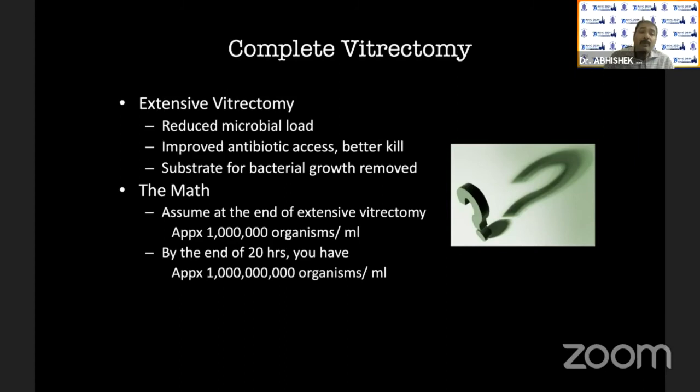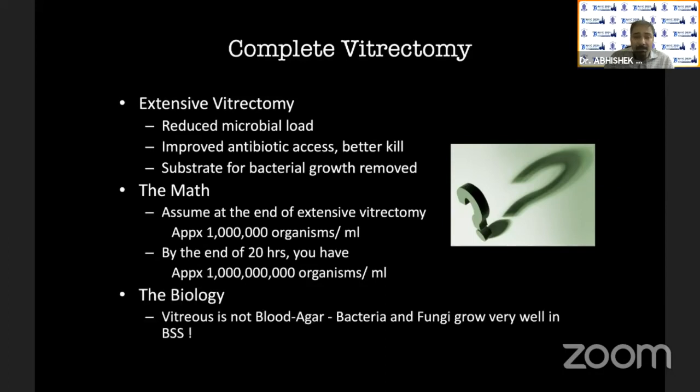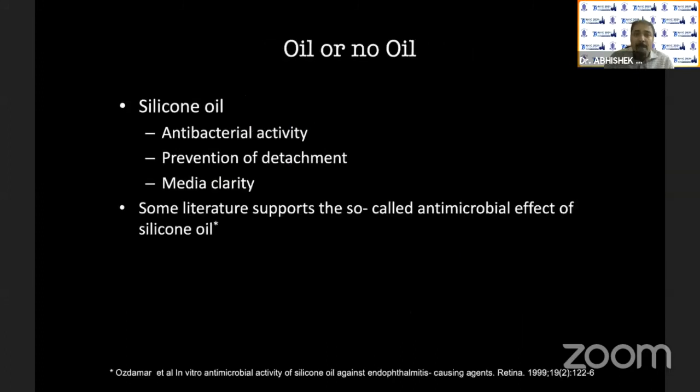If you go for the math, even if you just leave 1 million organisms per ml, which is hardly anything, at the end of your extensive vitrectomy, by the end of 20 years, you're going to have 1 billion organisms again per ml. So you really don't do much by doing just a complete vitrectomy. And vitreous is not blood agar, basically. Bacteria and fungi grow very well in BSS also. So just filling the eye with BSS, removing the vitreous, is not going to help.